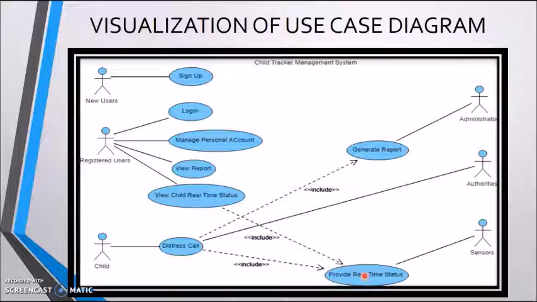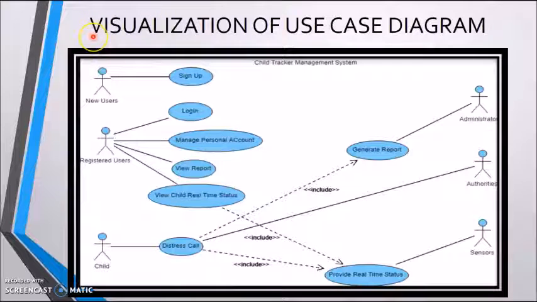Okay, and as I mentioned earlier, the scenario is when the child presses the emergency button of the wearable device they possess when they feel threatened and in need of help. So the distress call received will trigger the sensor and immediately alert the authorities regarding the emergency that happened.